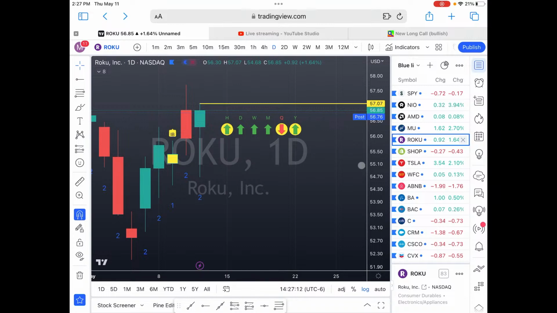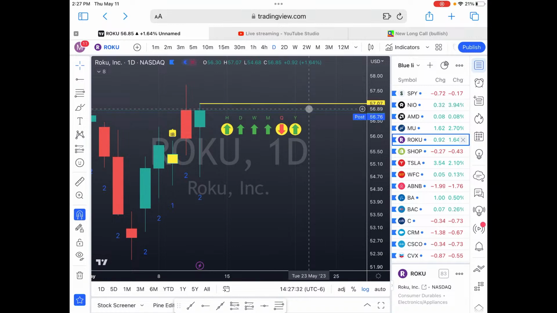But those are some of the things that I look for when I'm looking at a high probability trade. So Roku, we can look for calls at 57.07, and that's the trigger price. That's not the strike price that I'm taking. That's the trigger price. So my strike prices, I always get about $1 or $2 outside of the trigger price.